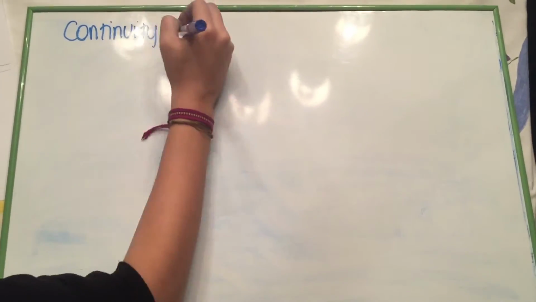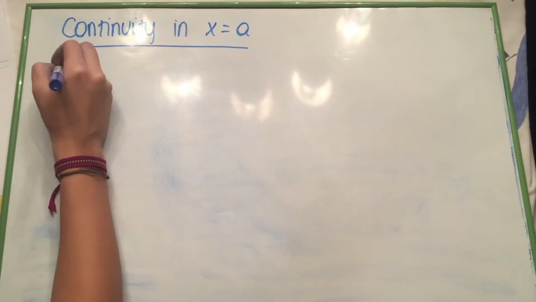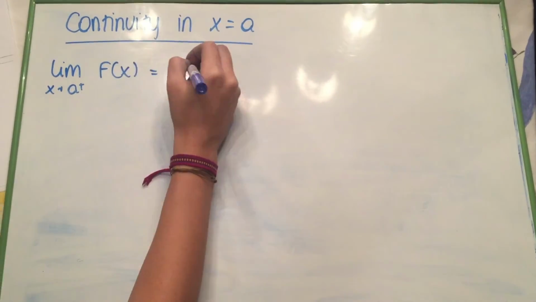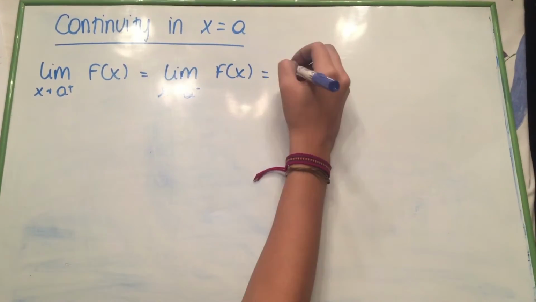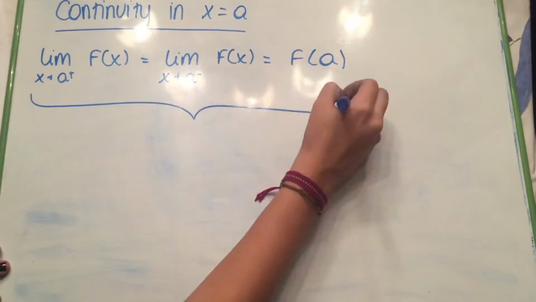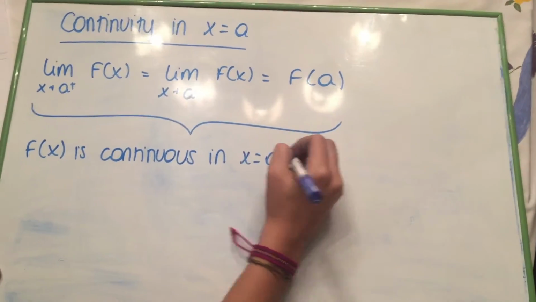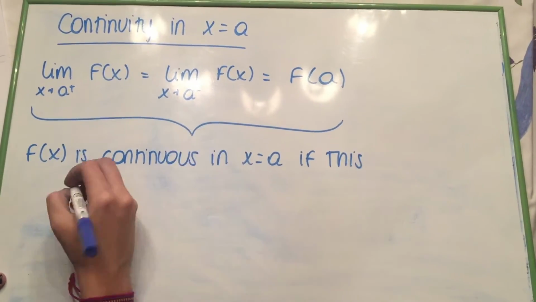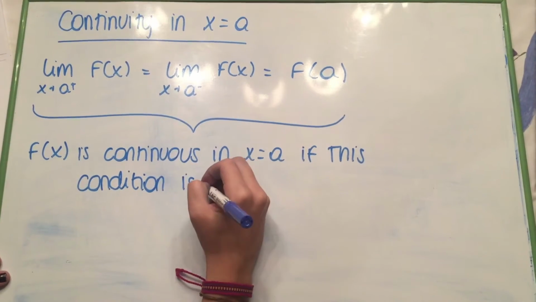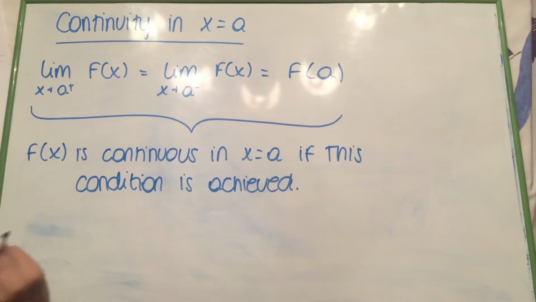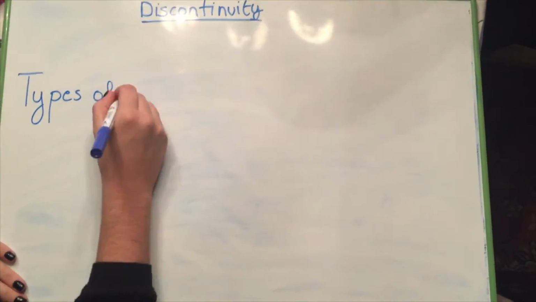When studying the continuity of a function at x equals a, there's a condition that must be achieved. That is, the limit as x goes to a from the right must equal the limit as x goes to a from the left, and both must equal f of a. Different types of discontinuities.